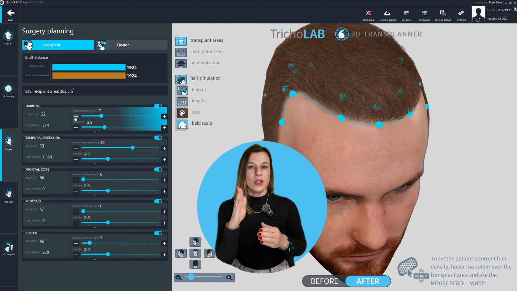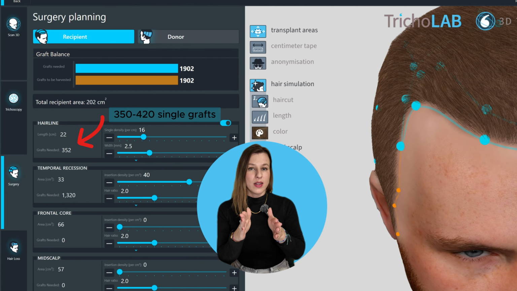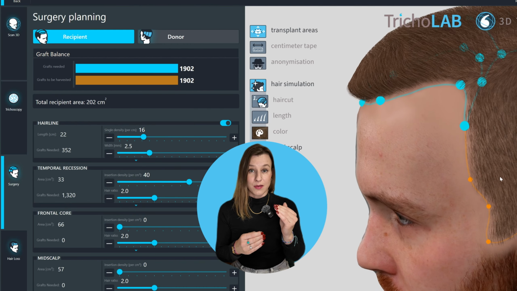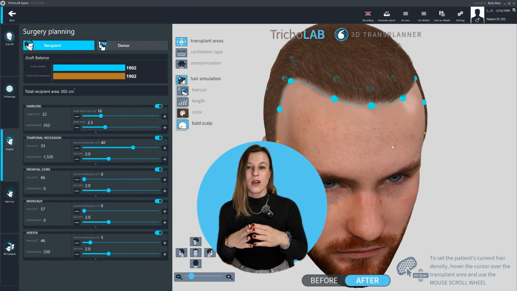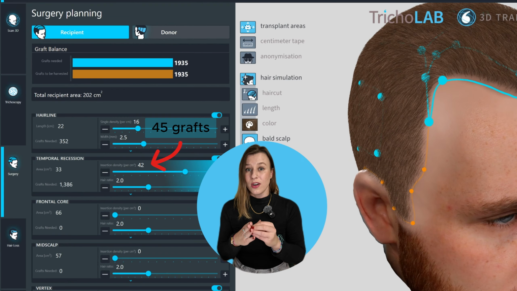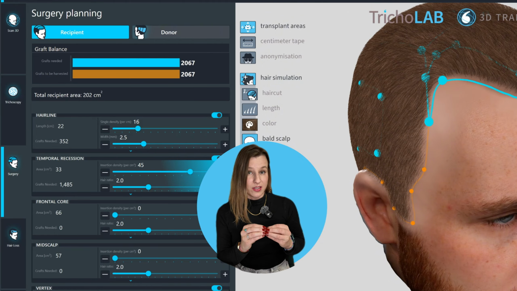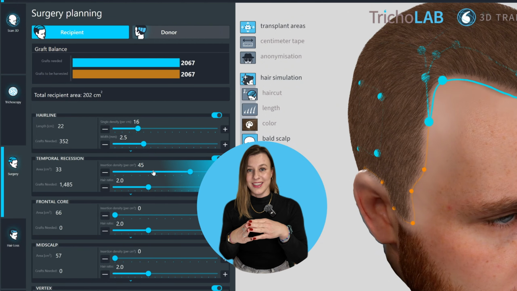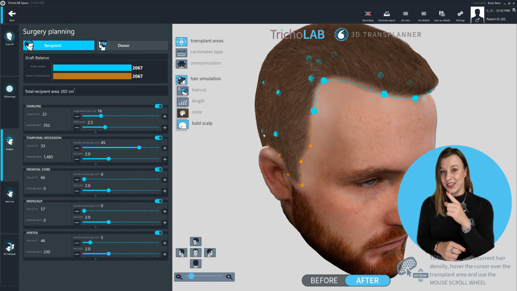We are placing between 350 and 420 grafts along the hairline itself. For the temporal recession, we work with a density of approximately 45 grafts per square centimeter. This is based on the natural hair density in these areas. Let me demonstrate this in real time.